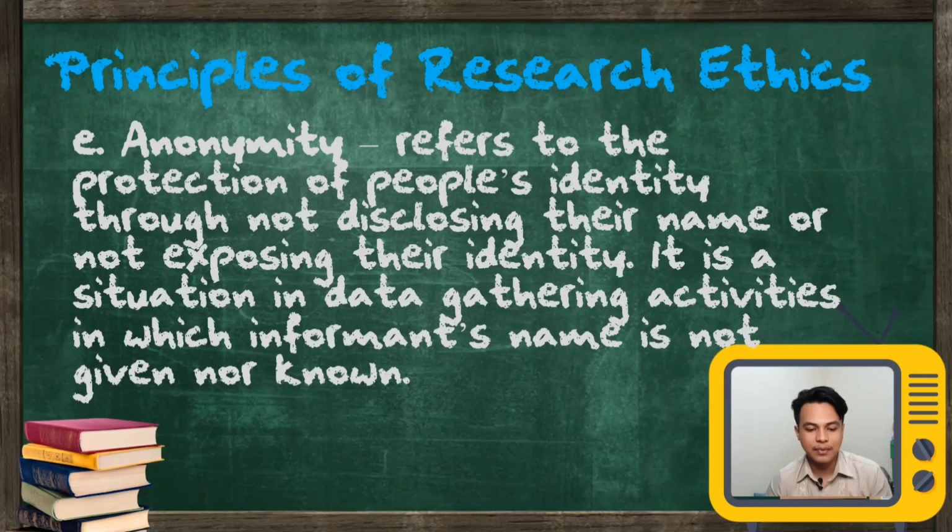Next is anonymity. So this refers to the protection of people's identity through not disclosing their name or not exposing their identity. So it is a situation in data gathering activities in which informant's name is not given nor known. So ito yung tatandaan natin, may right of anonymity yung ating mga respondents. So pwedeng hindi nila isulat yung mga pangalan nila. Kaya in writing a survey form, yung name, it is always optional. Hindi tayo pwedeng pilitin yung mga respondents natin to disclose their information. So, mas lalo na yung identity nila.